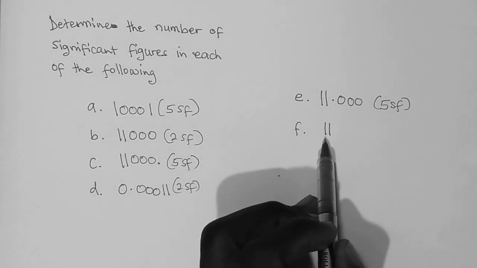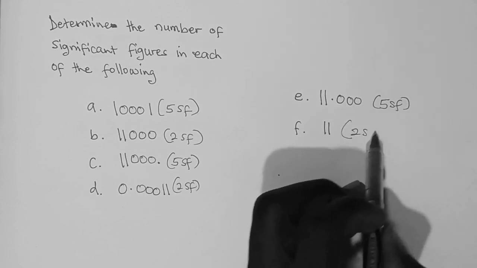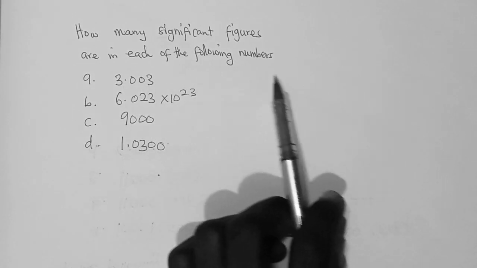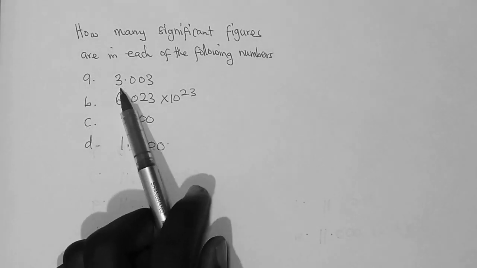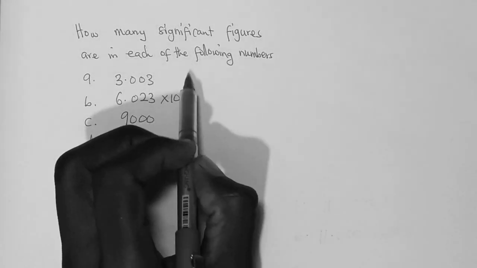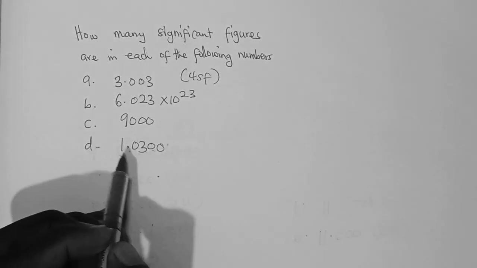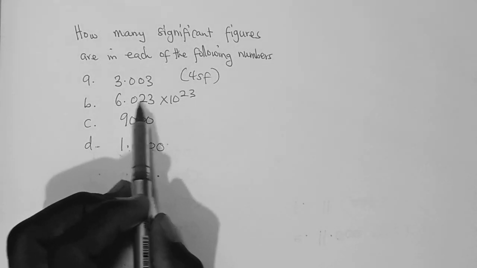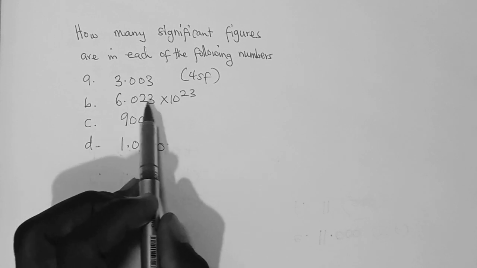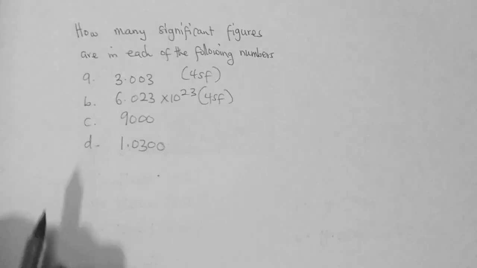Then 11. Non-zero numbers are significant, and therefore these are two significant figures. How many significant figures are in each of the following numbers? A, 3.003. So 1, 2, 3, 4. 3.003 has 4 significant figures. And here is 6.023. So this one too is 1, 2, 3, 4. So this one too has 4 significant figures.